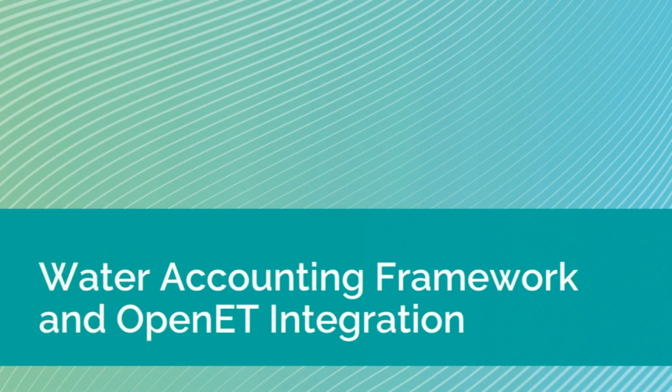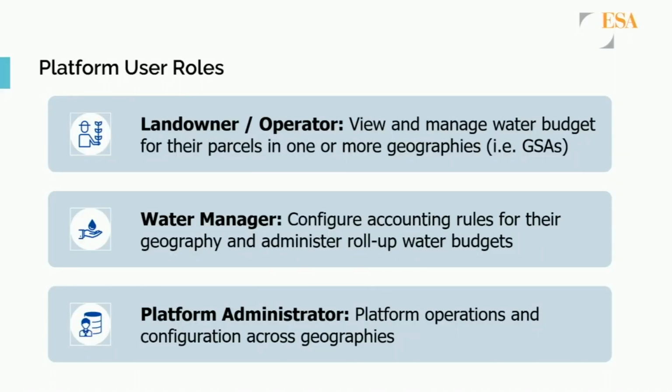Here is how we integrate with OpenET. In the platform, there are 3 main roles. The first is the platform administrator. It's kind of like me, more behind the scenes, making sure things get set up. There's the landowner and the operator, and they use it to view and manage their water budgets for the parcels in one or more GSAs. And then there's the water manager, who is in charge of configuring accounting rules for their geography and administering these water budgets.